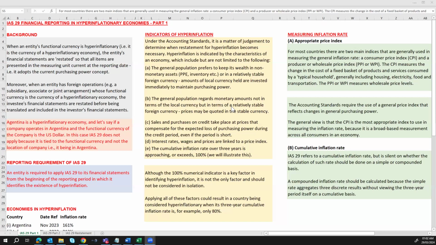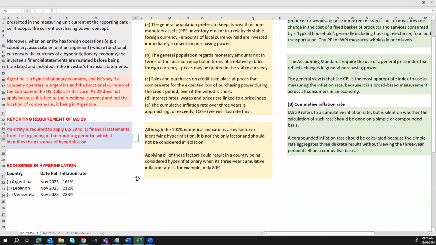All right. So the reporting requirement of IAS 29 is that an entity is required to apply IAS 29 to its financial statements from the beginning of the reporting period in which it identifies the existence of hyperinflation. There are certain economies that are in hyperinflation. For instance, we have Argentina with an inflation of 161% year on year. We have Lebanon at 212% inflation rate, and we have Venezuela at 283% inflation rate year on year.